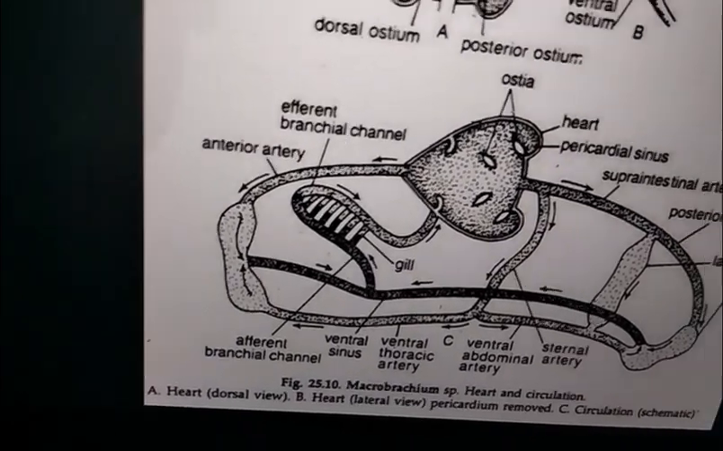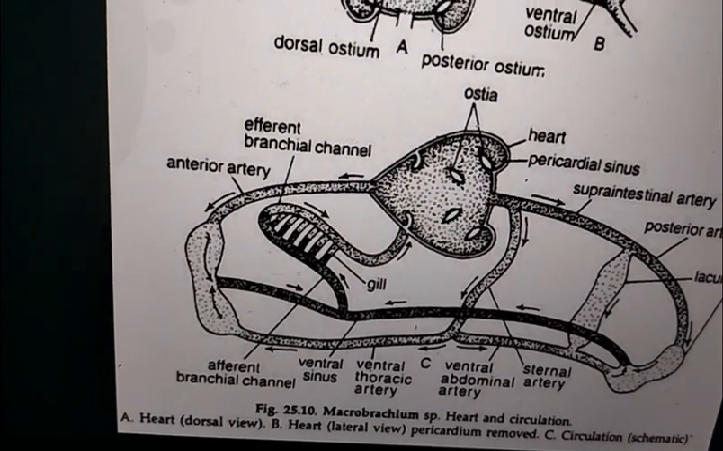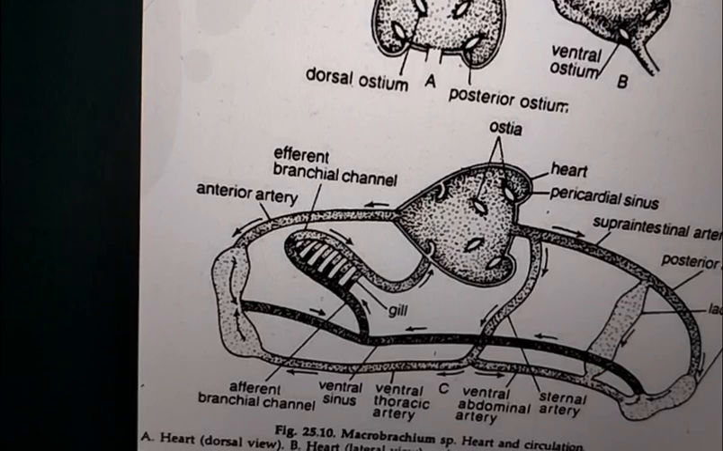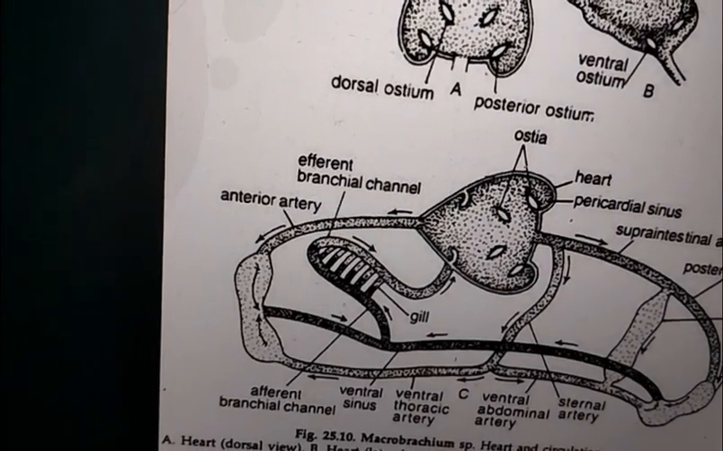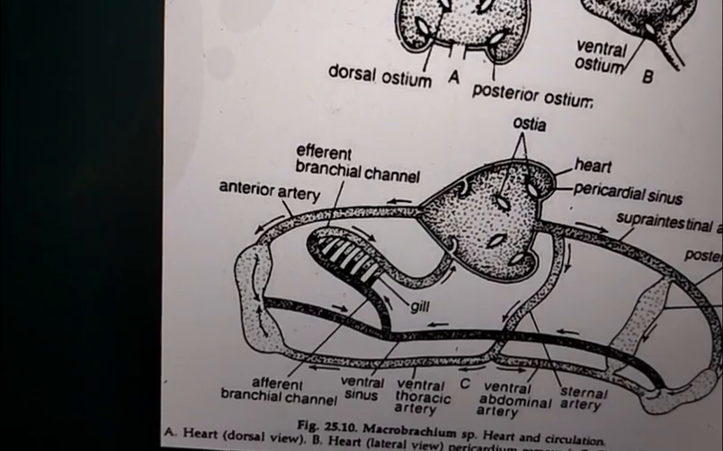So this is the blood of prawn. I'm repeating, there are these parts: pericardium, heart, arteries, blood sinuses, blood channels, blood. These are the parts of the circulatory system of prawn.